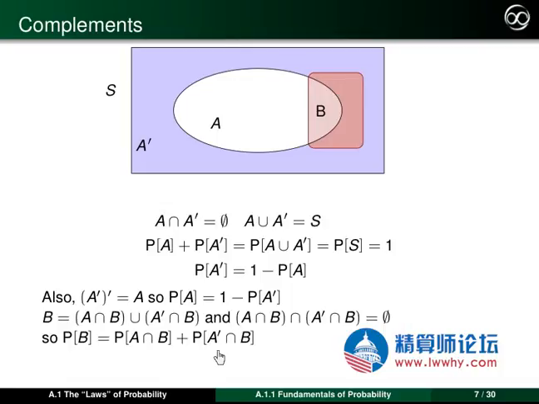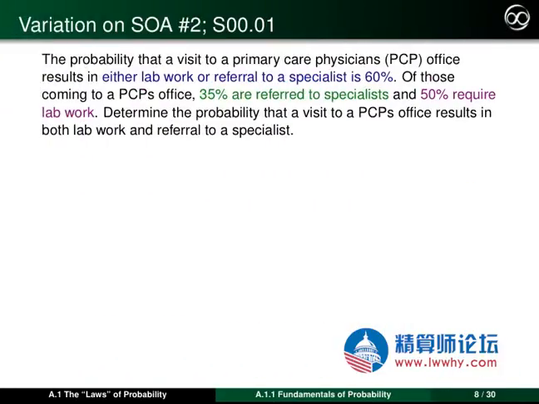This is a special example of how to take an event, namely B, and break it down into smaller events, A intersect B and A prime intersect B. Later on, I'm going to generalize this to something called the law of total probability, but we'll see that not for a few lessons. All right, now let's take a look at an example.